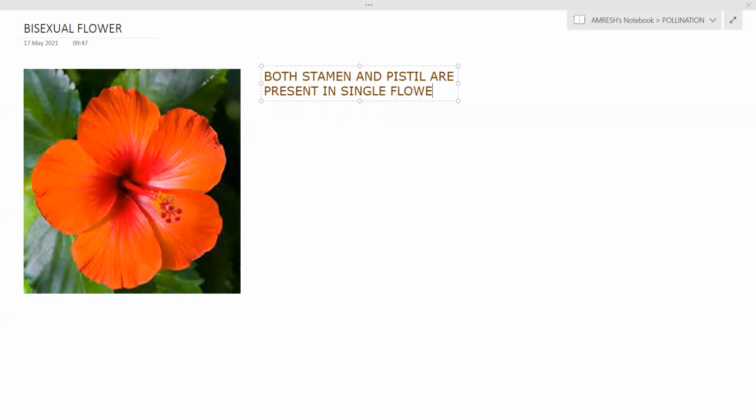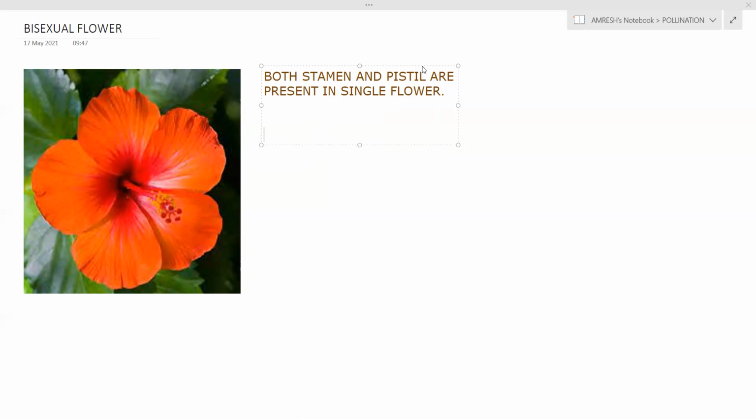Single flower. It is your bisexual flower. What are the examples? Hibiscus is one of the examples. Morning glory flower is also one of the examples. This much you have to remember. Understood? Unisexual flower, bisexual flower.